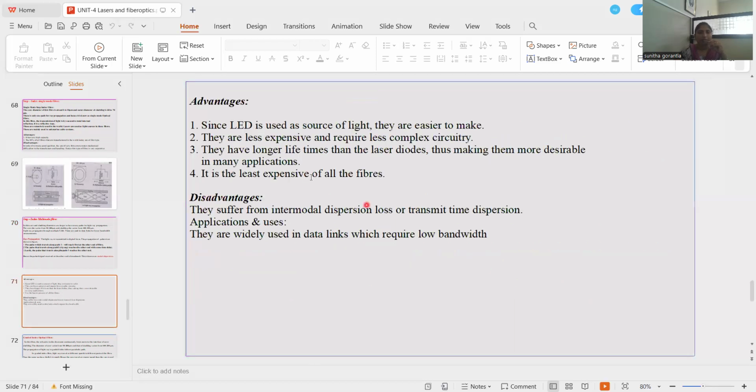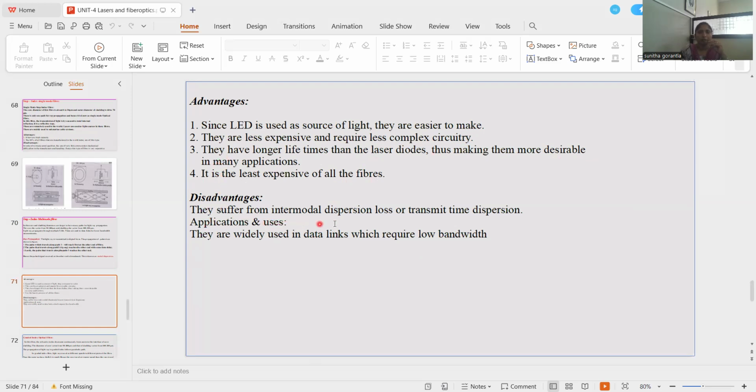Now see the advantages. Since LED is used as a source of light, they are easier to make and they are less expensive and require less complex circuitry. Third one, they have longer lifetime than the laser diodes, thus making them more desirable in many applications. Next, fourth one, it is the least expensive of all the fibers. These are the advantages. Now see the disadvantages.